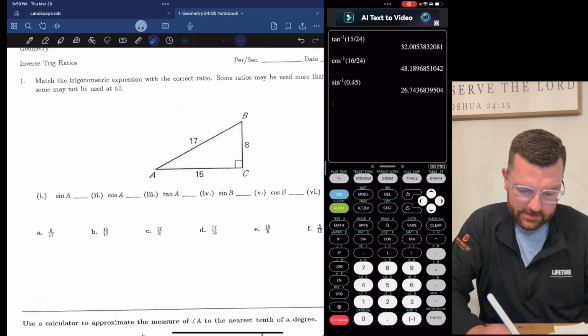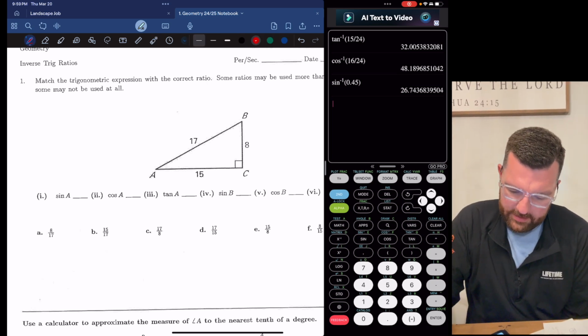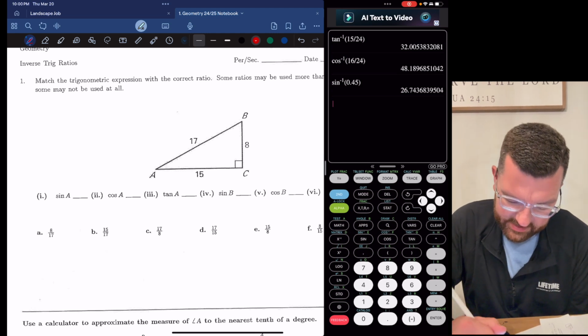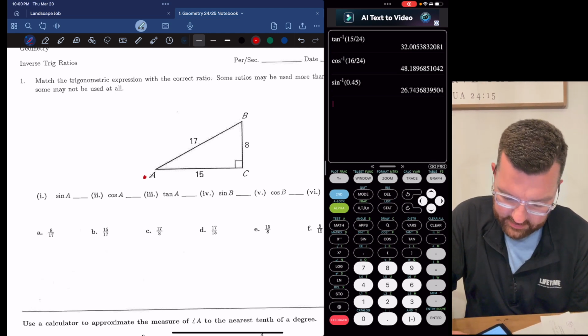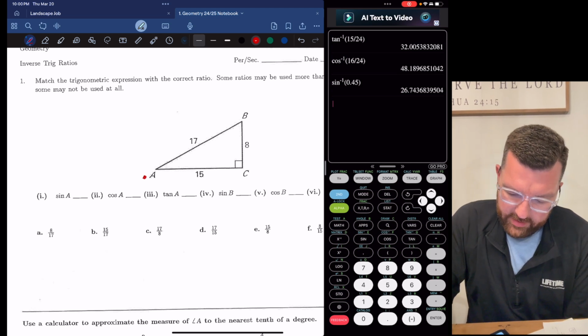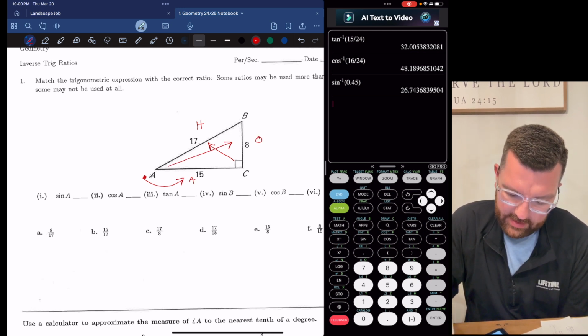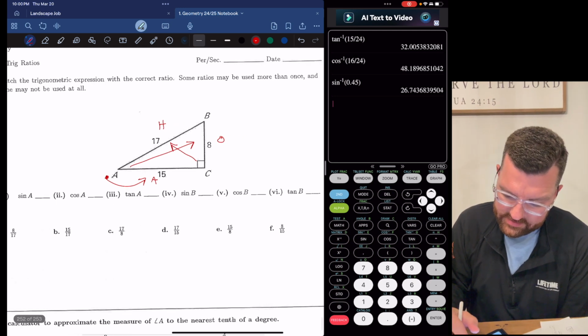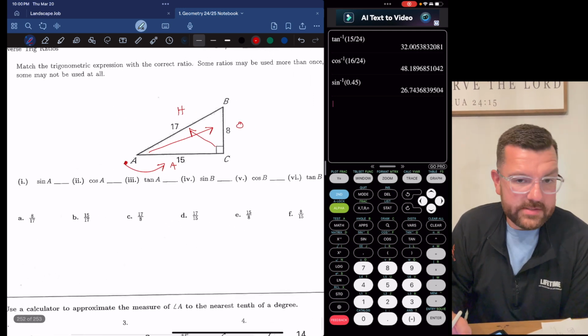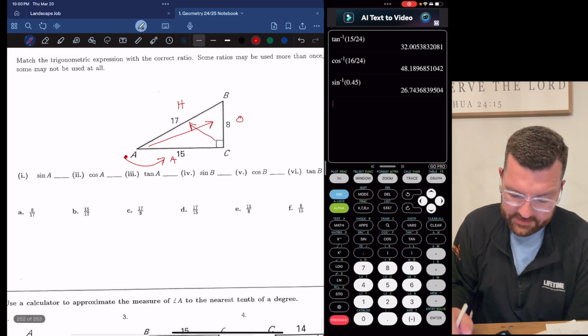Let's look at this triangle. I'll do the first one with you. The first one says, off of A, sine of A. Here's my angle, sine of A. We know that this would be our hypotenuse then. This would be our adjacent, and then across would be our opposite. And none of these in this first set are even using inverse trig. So we're just going to set up the actual ratio.